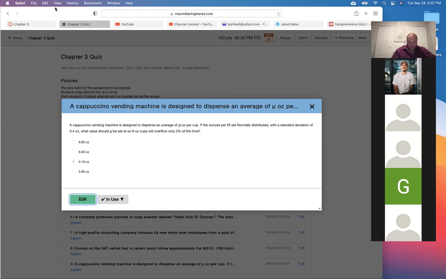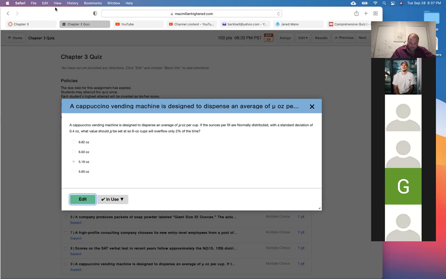So anyways, it's a bell curve. The center is mu, and the standard deviation is 0.4 ounces. And what value should mu be set to? So 6-ounce cups will only overflow 2% of the time, which means 0.02.